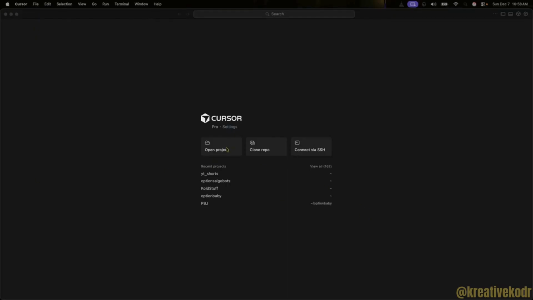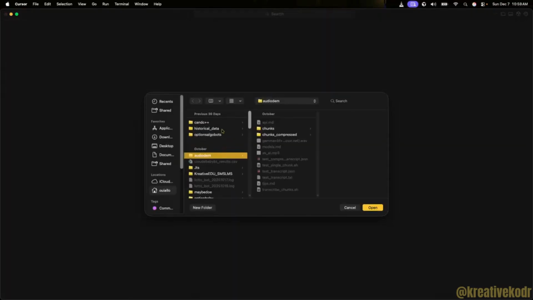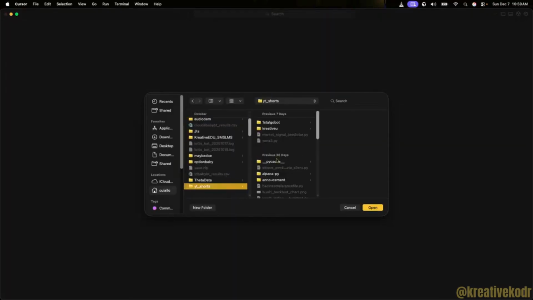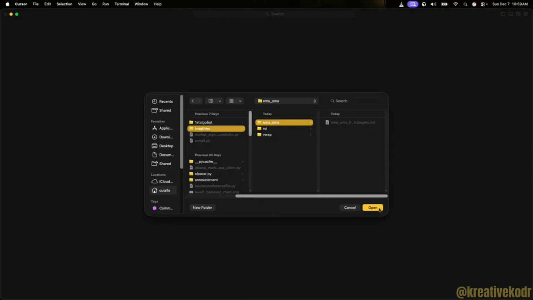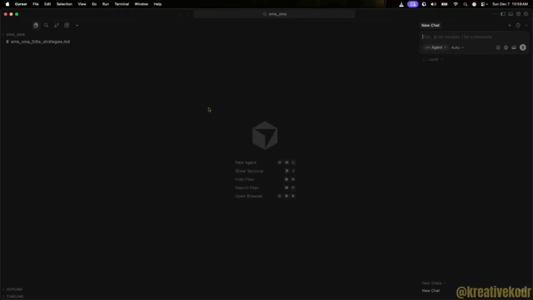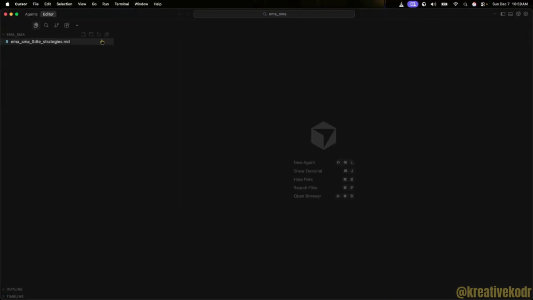We're just going to go ahead and jump on it. So we're going to open up our project. I already have the folder created for us. This is going to be KreativeU, EMA, and SMA. Now we're not going to use Cursor's AI.